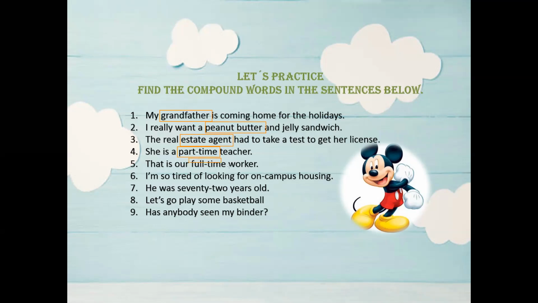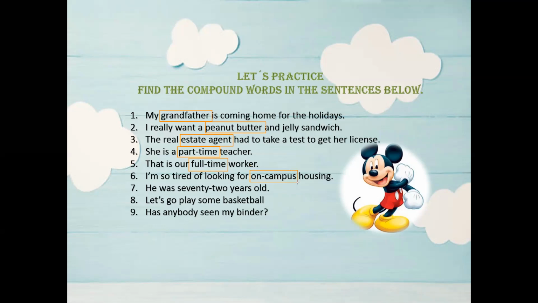Okay, we are going to underline. In your case, you can underline or circle the word, the compound word. Number 6: I'm so tired of looking for on-campus housing. To identify it, we can find a hyphen. So that means it's a hyphenated compound word. We're going to circle or underline the word, or you can highlight it. Number 7: My grandmother is 72 years old.